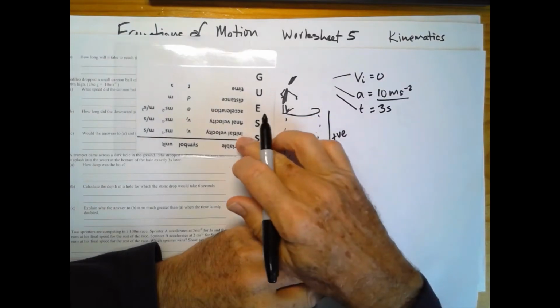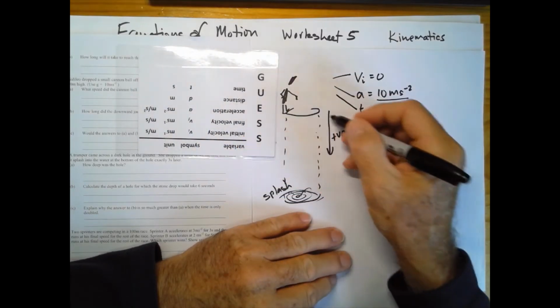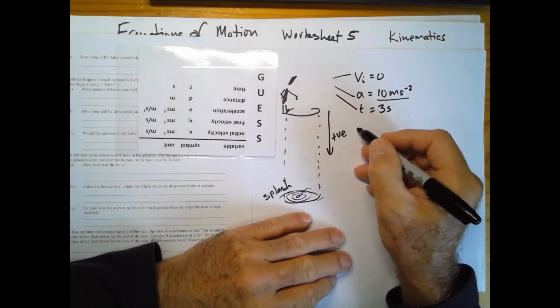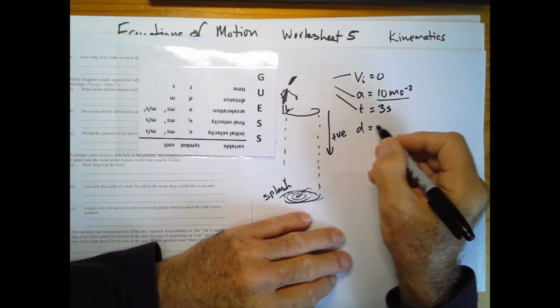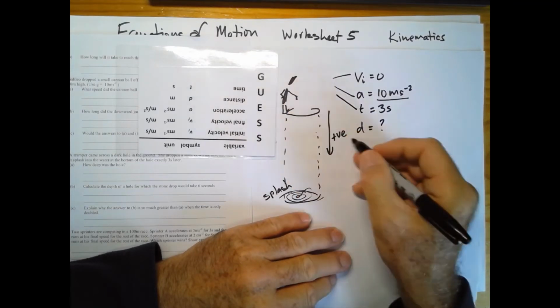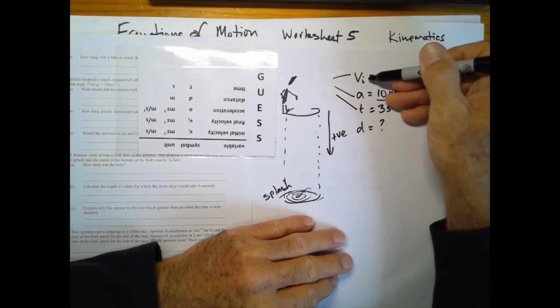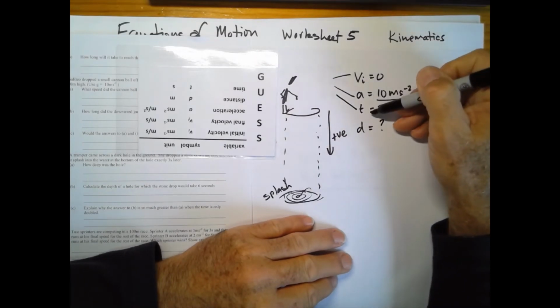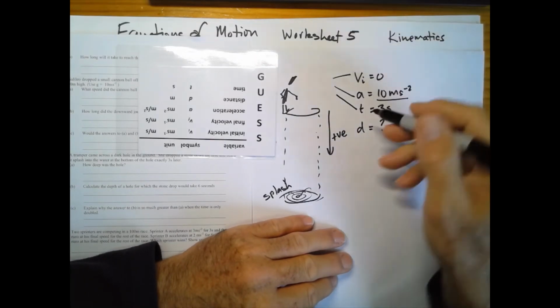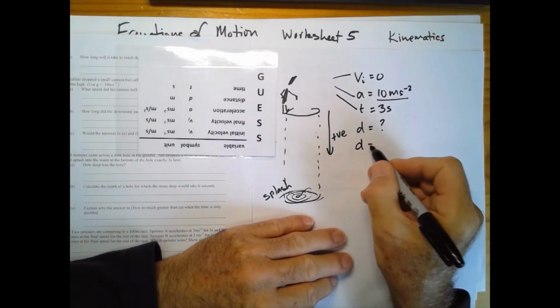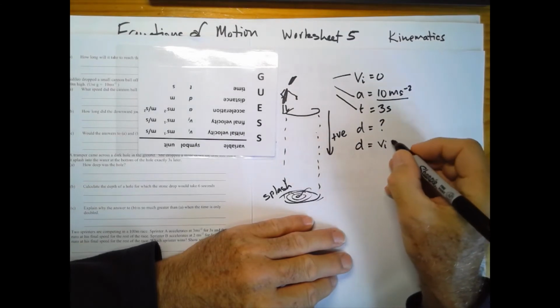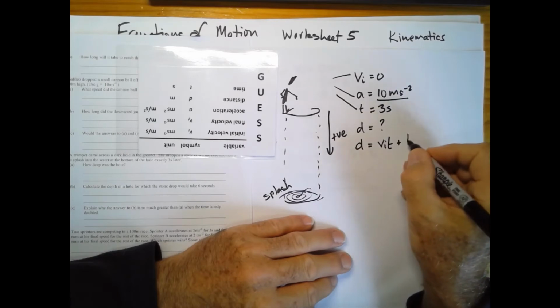What are our unknowns? Our unknown is we want to know how deep it was. What's an equation which ties those together? Initial velocity, acceleration, time, and distance. How's this for an equation? Distance equals initial velocity times time plus a half a t squared.